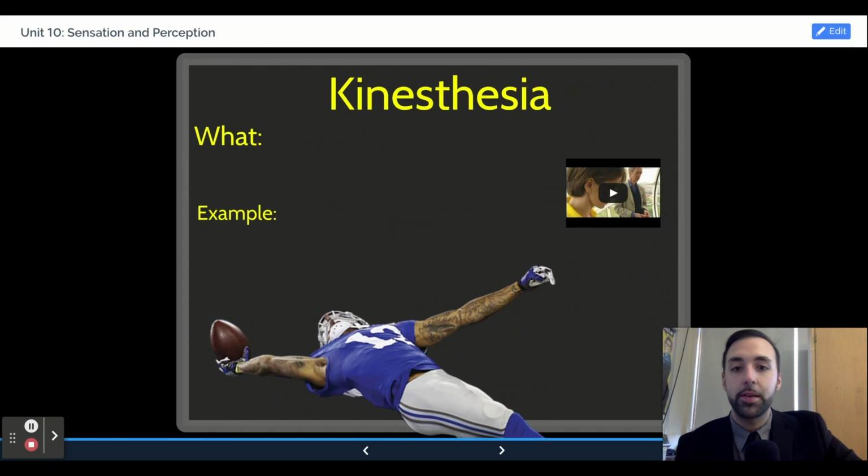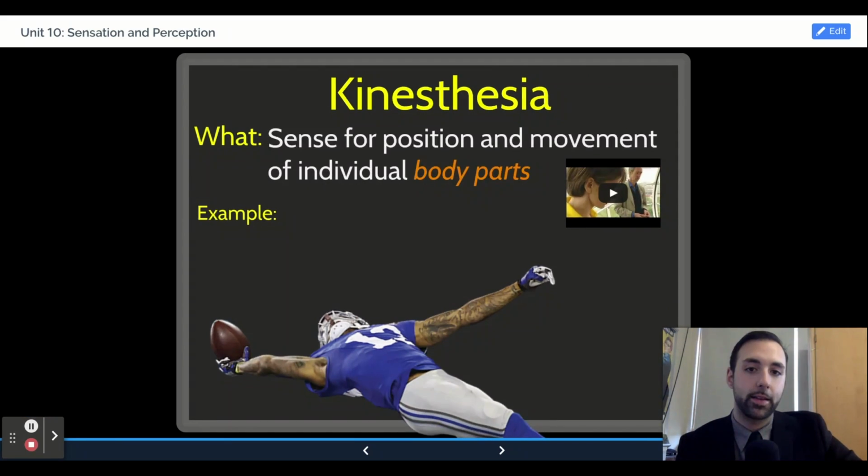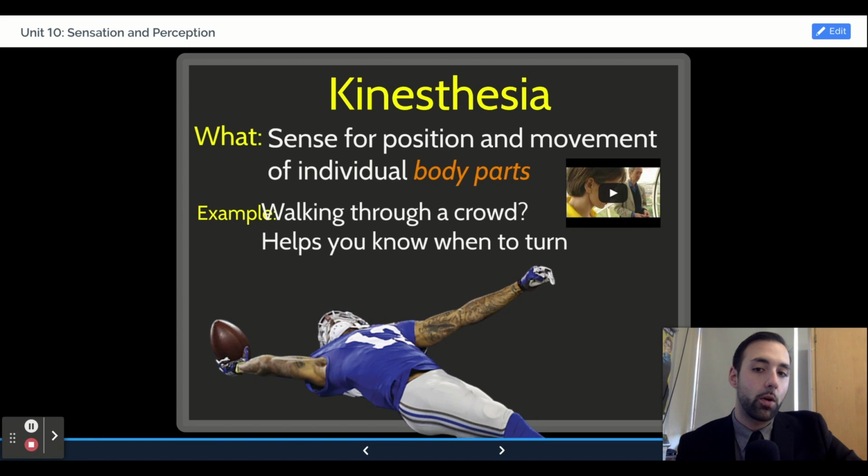Proceeding onward, we have the kinesthetic sense, or kinesthesia, which is our overall sense of body position. Obviously, this second phrase down here should be extended over to the right a little bit. It says example. But the kinesthetic sense is our sense for body position and our overall movement of individual body parts, making it so that we don't necessarily need to look at the floor and watch our feet hit the ground to really know that our body is moving in a certain direction or that our feet are positioned where they are.